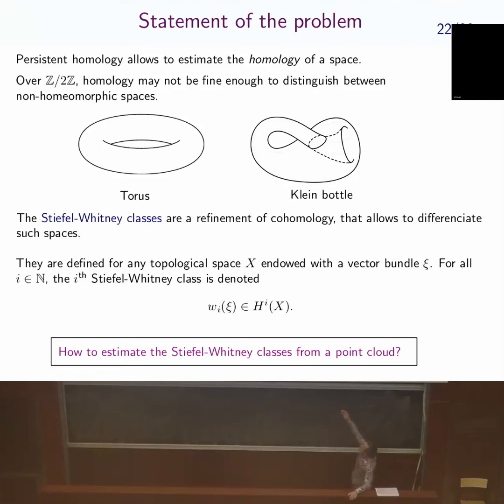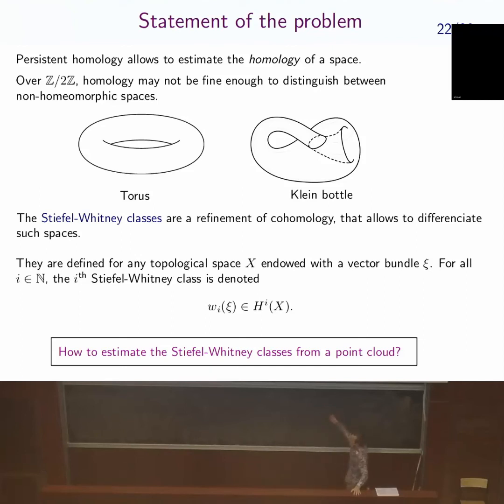For instance, the torus and the Klein bottle over Z/2Z admit the same homology groups. So we cannot distinguish them through the eyes of homology, and this is something we would like to do in practice. There are, in algebraic topology, a lot of other interesting invariants that allow us to differentiate such spaces. And what we will study here are the Stiefel-Whitney classes.